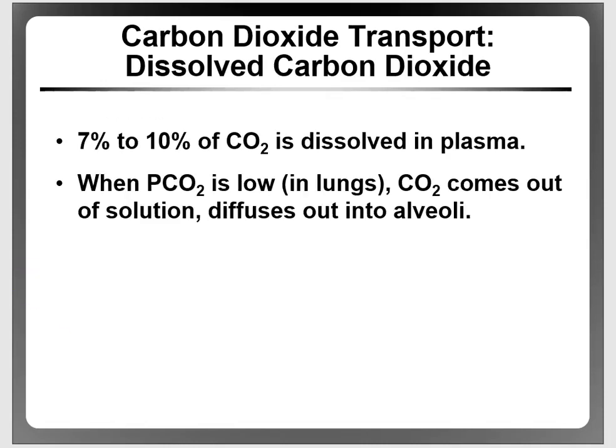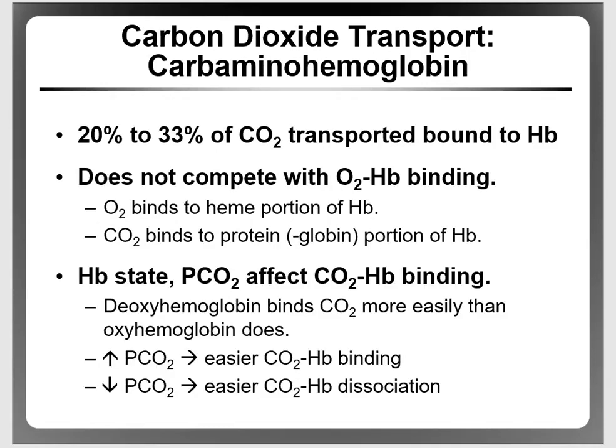All right, so what about this dissolved CO2? So part of the CO2 that's released from the tissues gets dissolved, as we said, in the plasma, but it's really a small amount, 7 to 10%. And that dissolved carbon dioxide comes out of solution when the partial pressure of CO2 is low, as in the lungs. And that's why it readily diffuses from those pulmonary capillaries and goes into the alveoli so that it can be exhaled.